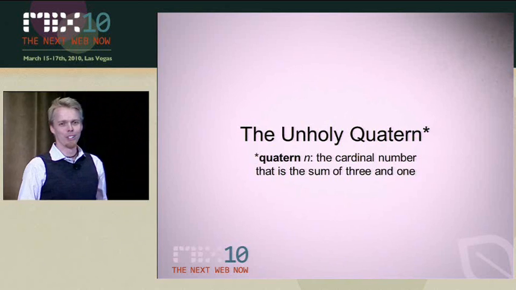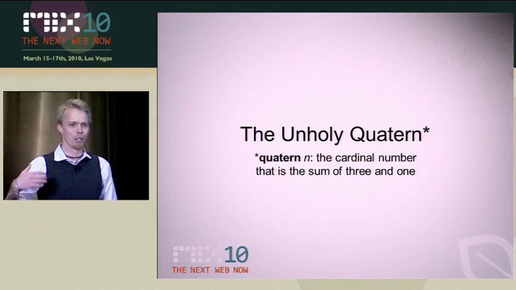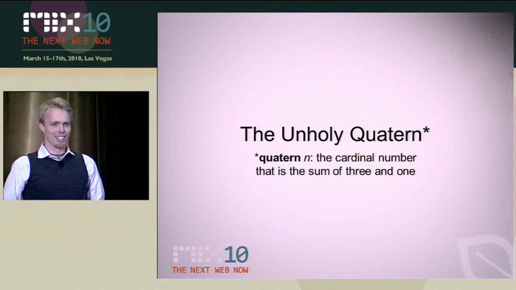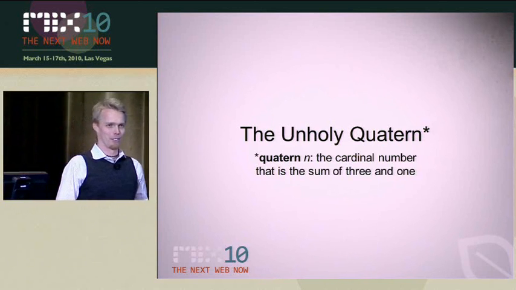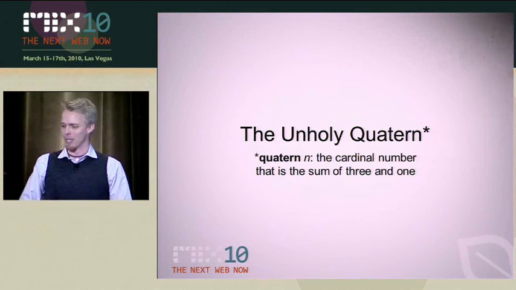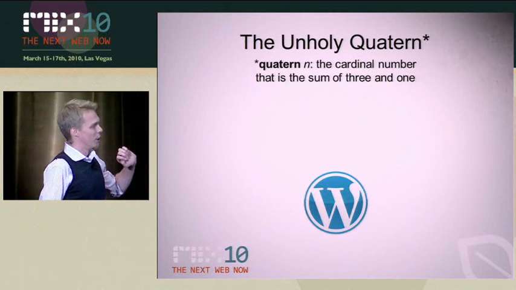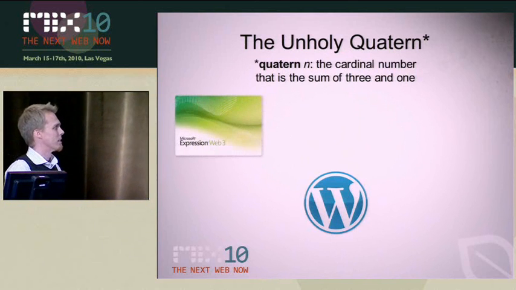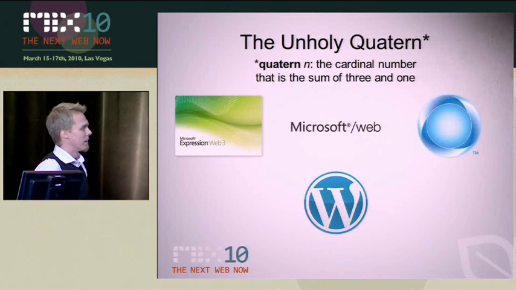Ta-da! The unholy quatern. This is the method I use, and this is what I want you guys to see so that you realize, oh, this is quite clever. I should start using this too, and I will not charge you for it. A quatern is the cardinal number of the combination of 3 and 1, so 4. And the reason why I say quatern is because it's 4 based on the open source platform WordPress and 3 Microsoft applications. Expression Web 3, the web platform installer, and Live Mesh.